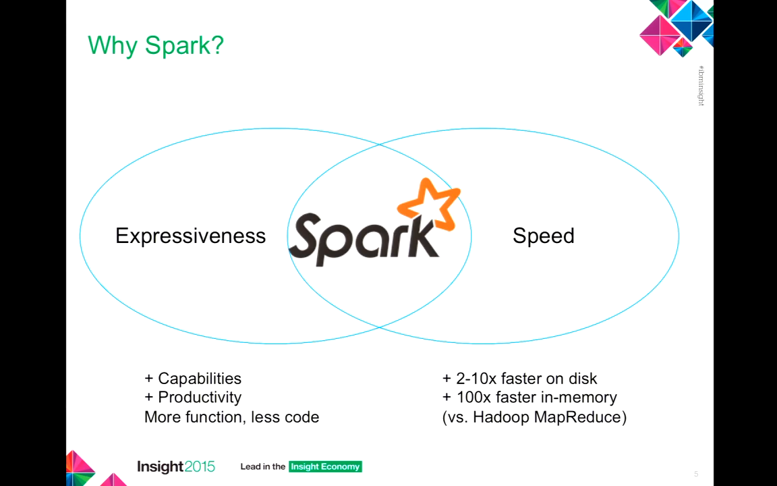Okay. So let's talk about expressiveness. What I mean by expressiveness is the functional vocabulary of the system and the range of problems that you can solve with it. So it's really expressive in that sense. It has a very rich set of APIs which we're going to go through, and of course it's also very productive. Some of that comes from the fact that it uses languages such as Scala and Python, and it uses them in ways that improve developer productivity.